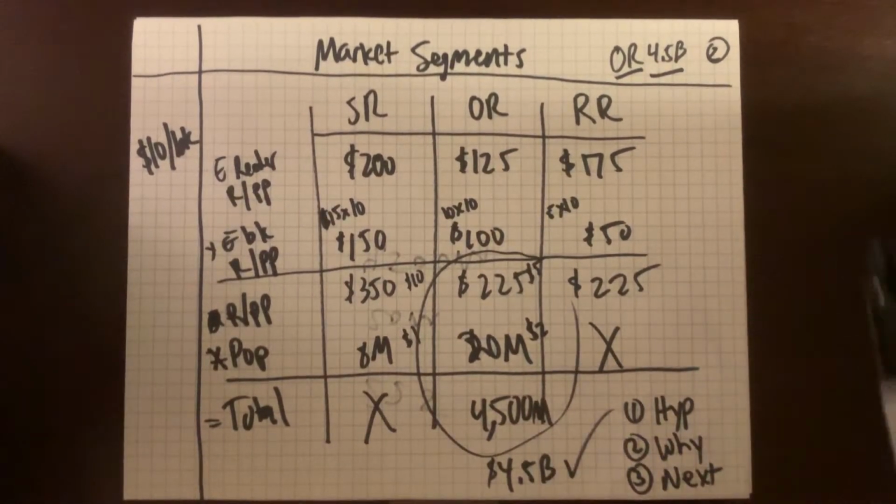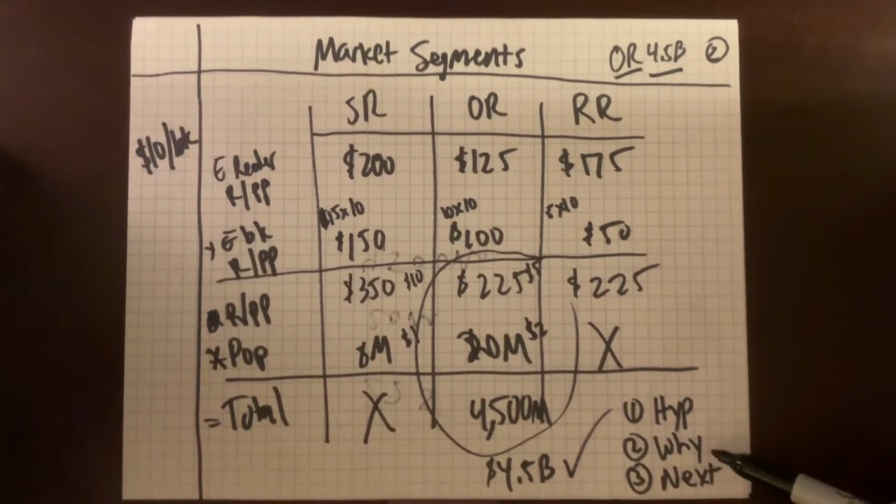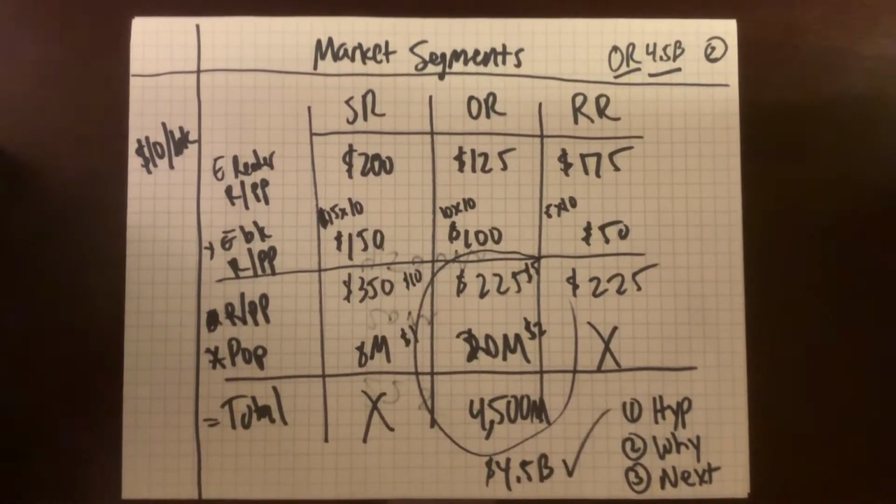What I know right now is that occasional readers is the largest segment and I should focus on it for now. That's my hypothesis. Why is because it's the largest. The next step here is to figure out the individual economics that my company could achieve if we entered the occasional reader segment. What are the revenues and costs associated? So that's your next step.